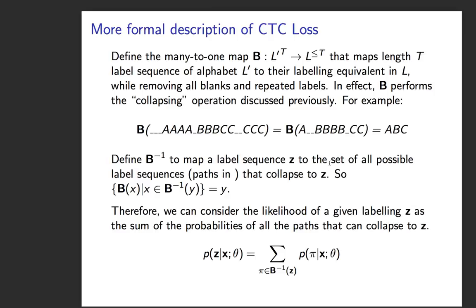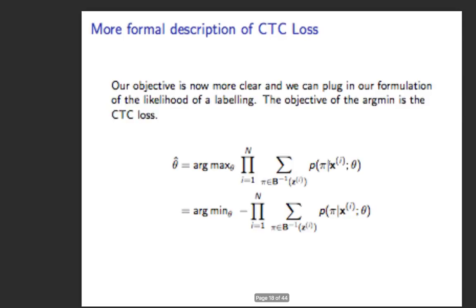Where were we? Okay, so basically we just defined B inverse. Now the probability of a given labeling is the sum of the probabilities over all the paths that could have collapsed to that labeling. Then we substitute, and the negative of the maximization is now a min. So now we can use gradient descent naturally on the problem. This is over all the samples in your training set.